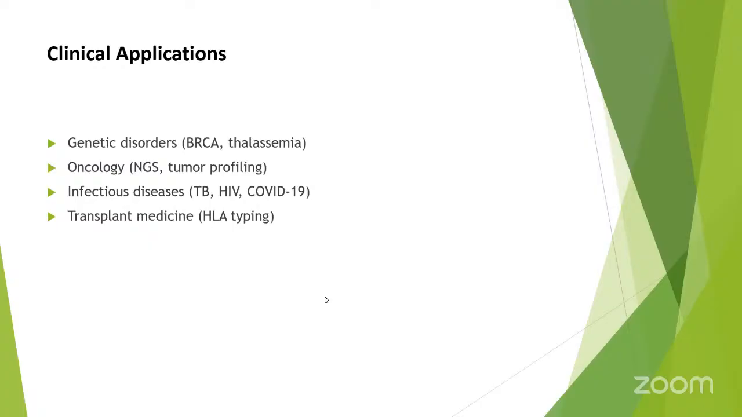We have clinical applications. Genetic disorders, that is BRCA, thalassemia, is where we can apply the DNA. We have oncology, next generation sequencing, tumor profiling. There are also infectious diseases like TB PCR, HIV PCR, and the COVID-19 PCR. There is also transplant medicine under HLA typing.